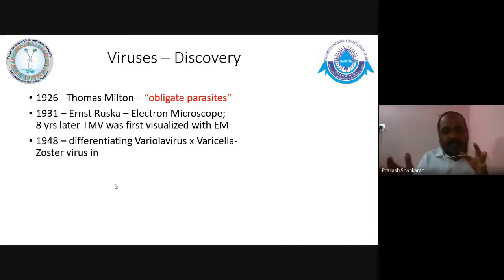There are many virus diseases where the indications are overlapping; the diseases are overlapping, and the symptoms are overlapping. For example, to differentiate between variola virus, which is nothing but the smallpox virus, and varicella zoster virus, he used the electron microscope because Ruska is his brother. So in 1948, for the first time, clinical differentiation and identification of two viruses, variola virus and varicella zoster virus, was done under the electron microscope.